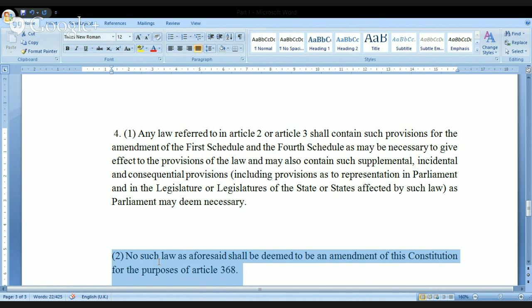But Article 4 Clause 2 is telling me very clearly, whatever you are doing with the above laws here, no such law, and what is important for me is no such law aforesaid. Aforesaid means it is said before, shall be deemed to be an amendment of this Constitution for the purpose of Article 368. That's the reason why I tell you, when we create a new state or establish a new state, that should not be considered as an amendment under Article number 368.